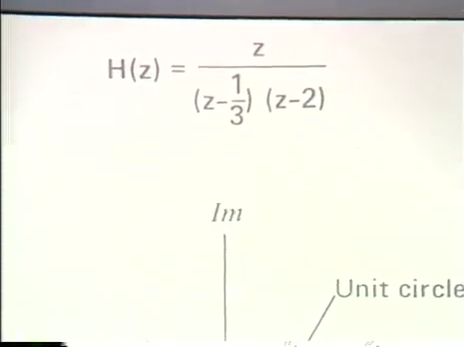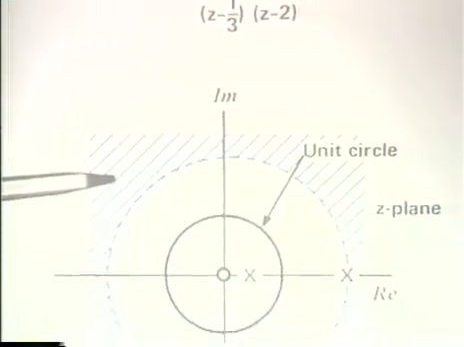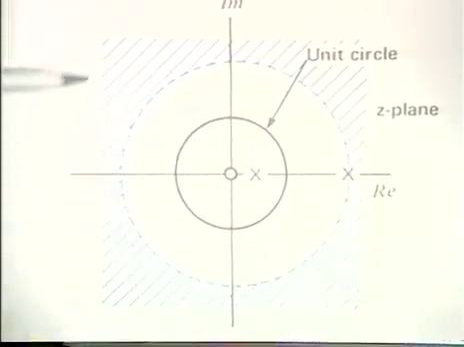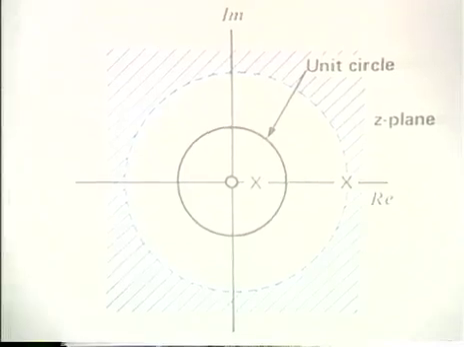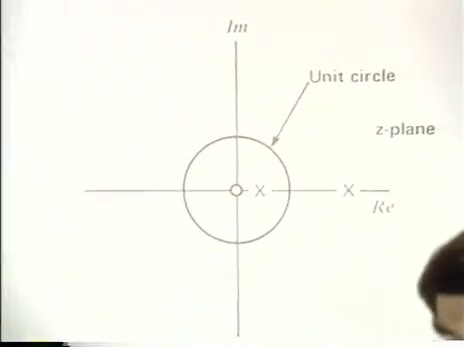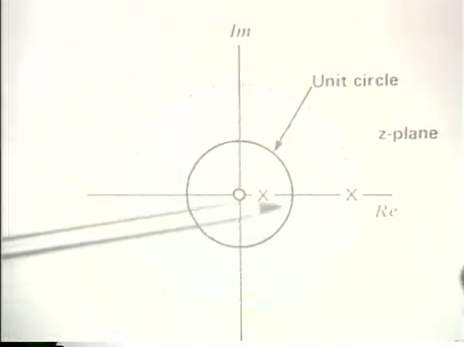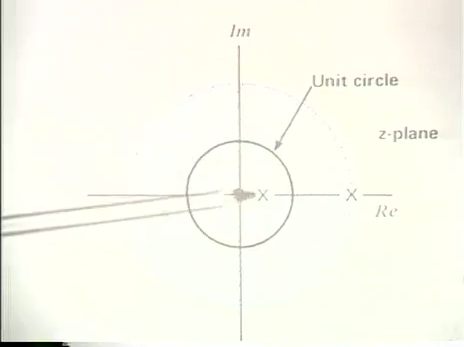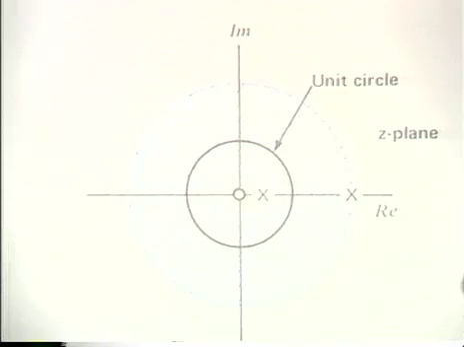If, in fact, the system was causal, corresponding to an impulse response that's right-sided, this then would be the region of convergence of the system function. Alternatively, if I knew that the system was stable, then I know that the region of convergence must include the unit circle, and so this would be the region of convergence.